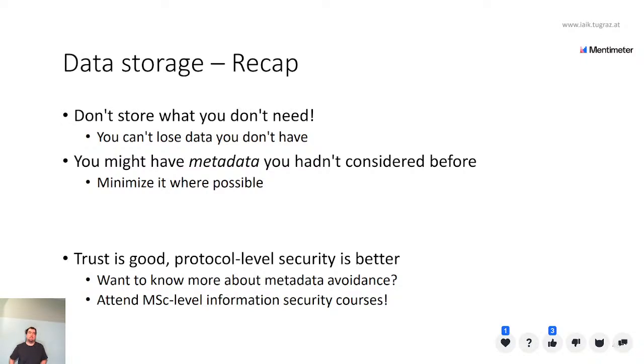It's like, if the data is there, then you could lose it. I keep going in circles, I suppose, but don't store it if you don't need it. It's that simple. Think about it when you're developing, when you're designing.